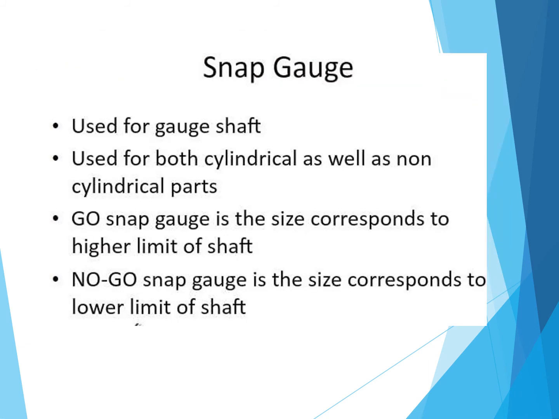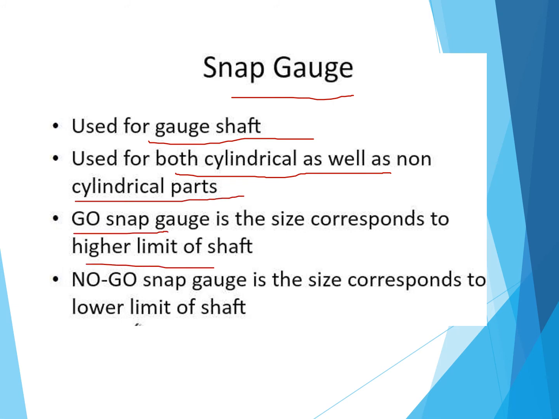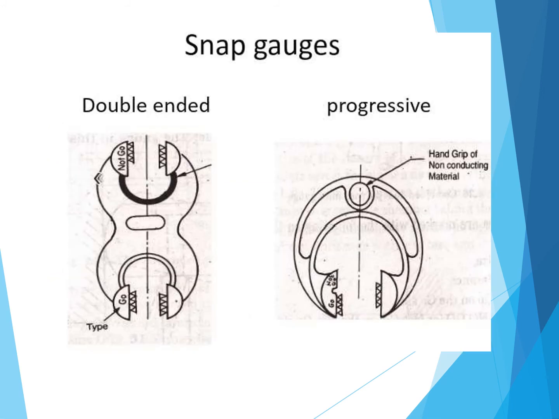Let us see these two. That is snap gauge used for gauging shafts, both cylindrical as well as non-cylindrical parts. You can use go gauge used for higher limit, no go gauge used for lower limit. This we need to again remember here in case of shafts. That is go gauge used for higher limit, no go gauge is for lower limit.